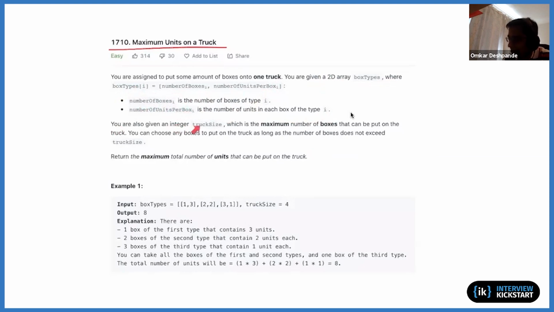You're also given an integer truck size, which is the maximum number of boxes that can be put on the truck. You can choose any boxes to put on the truck as long as the number of boxes does not exceed truck size. Return the maximum total number of units that can be put on the truck.